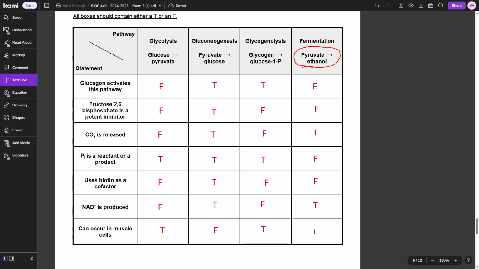Yeah, no. So we can do lactic acid buildup though. So if they do ask a lactic acid question, they can do that. But we can't do fermentation. That's what yeast are for. That's why we can't make alcohol with our own bodies, because we don't have fermentation.